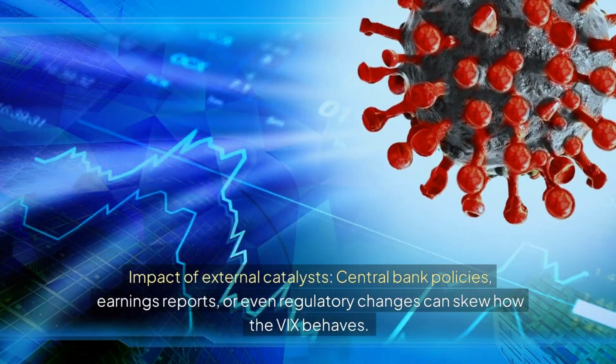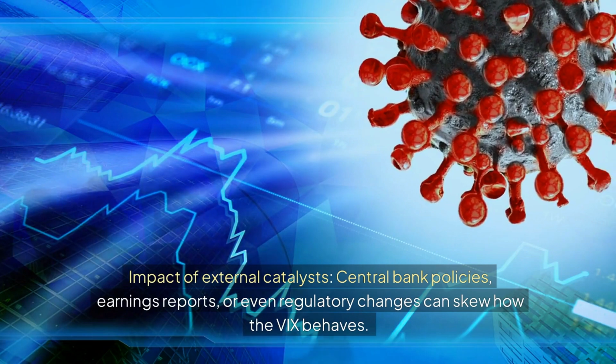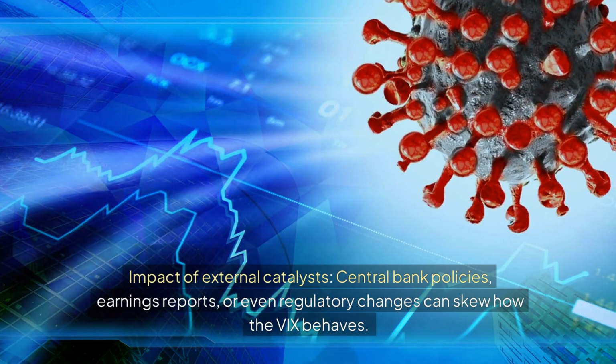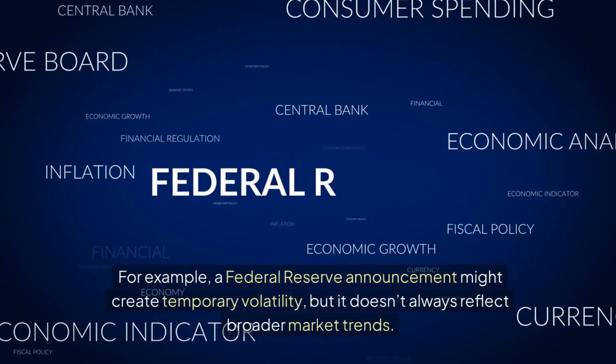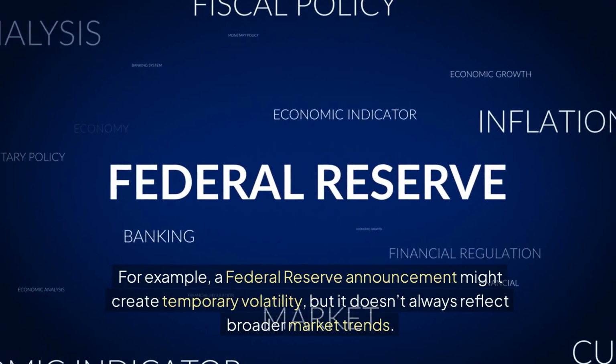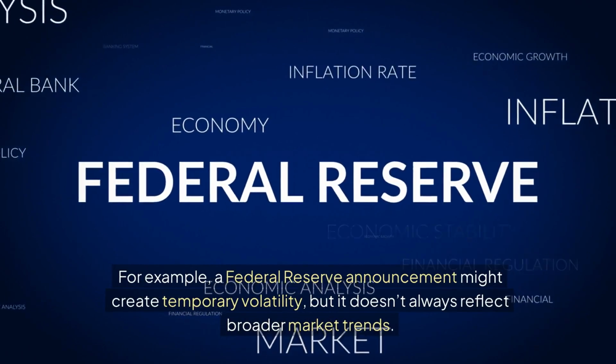Impact of external catalysts. Central bank policies, earnings reports, or even regulatory changes can skew how the VIX behaves. For example, a Federal Reserve announcement might create temporary volatility, but it doesn't always reflect broader market trends.